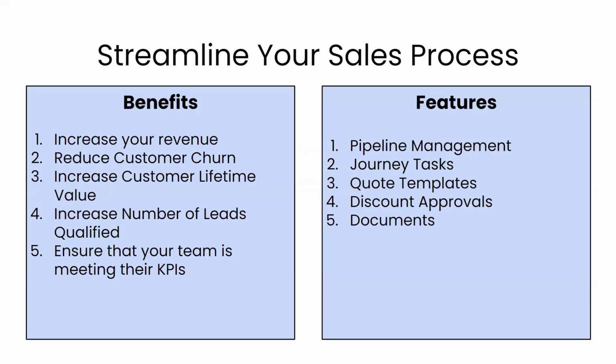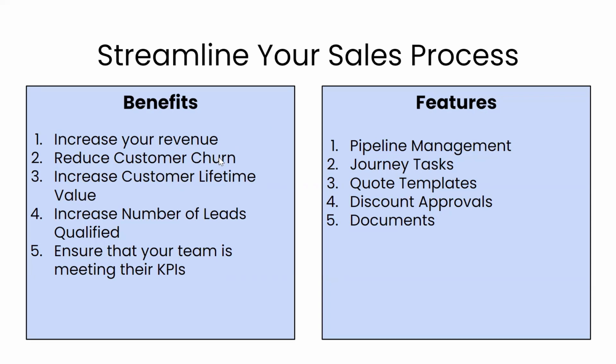The second stage, streamlining your sales process. There's a number of benefits that come with this. Of course, the most obvious one is it can help increase your revenue. By streamlining your sales process, you can end up saving a lot of time on menial tasks, which gives your sales team and you more time to focus on the more important activities in your sales cycle.